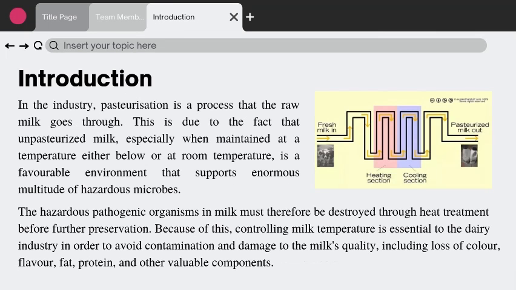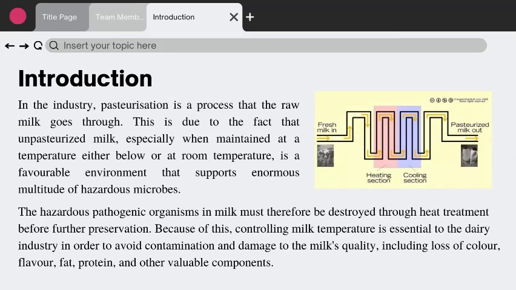For the introduction, in the industry, pasteurization is a process that raw milk goes through. This is due to the fact that unpasteurized milk, especially when maintained at a temperature either below or at room temperature, is a favorable environment that supports an enormous multitude of hazardous microbes. The hazardous pathogenic organisms in milk must therefore be destroyed through heat treatment before further preservation.